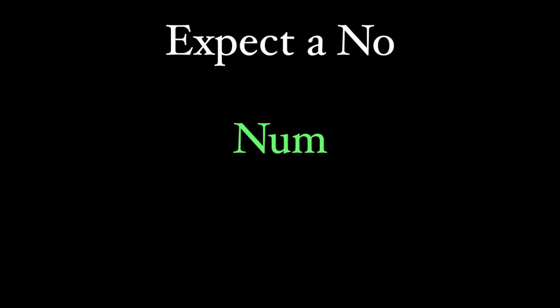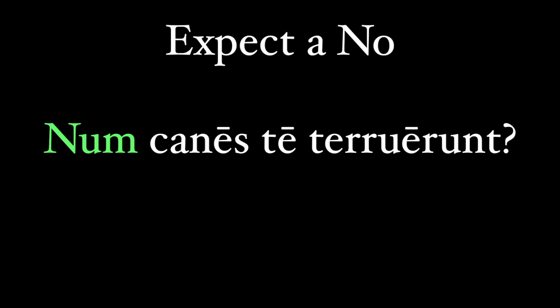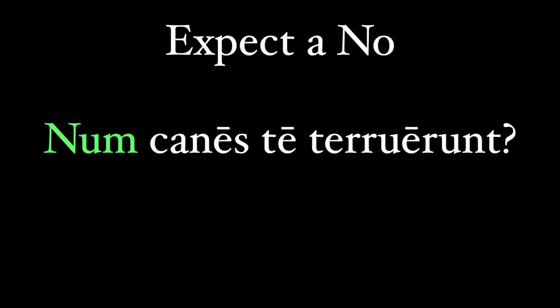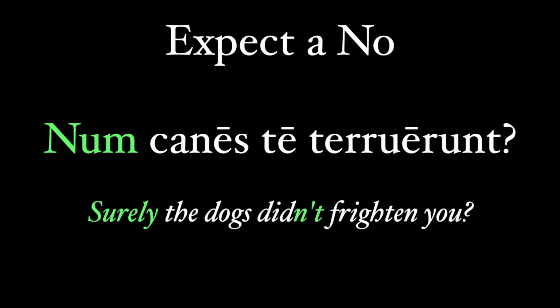But if you expect the answer to be no, you would use the particle num instead of nonne. "Num canes te terruerunt?" The dogs didn't frighten you, did they? Notice instead that I negated the statement and asked the question again. You can also use "surely not." Surely the dogs didn't frighten you. And the expected answer is no, they didn't.